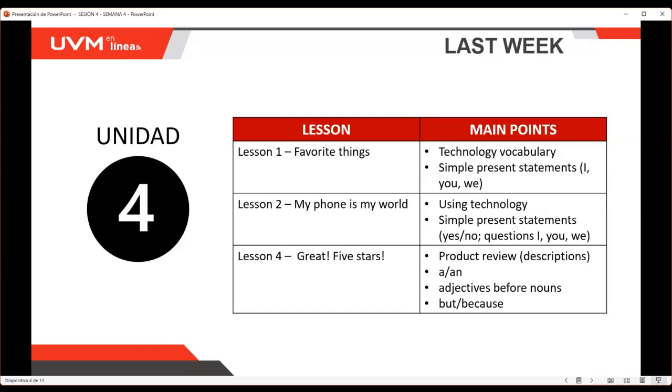In lesson 4, you learn how to make a product review. And as a summary, we can say that you learn how to describe things, because a review for a product is a description. And of course, in this case, you had to use a verb to be again. If you remember also, all the content in the unit 4 and in the unit 5 used all the vocabulary learned in the previous units. So it was kind of easy for all of you in this sense.